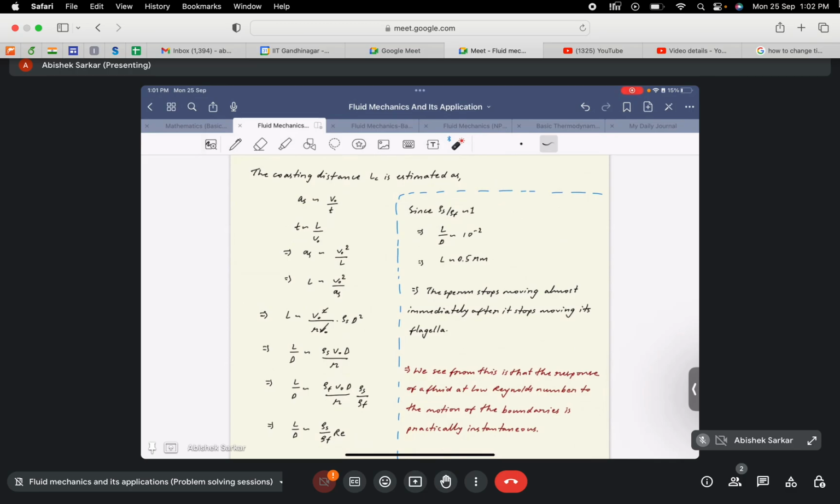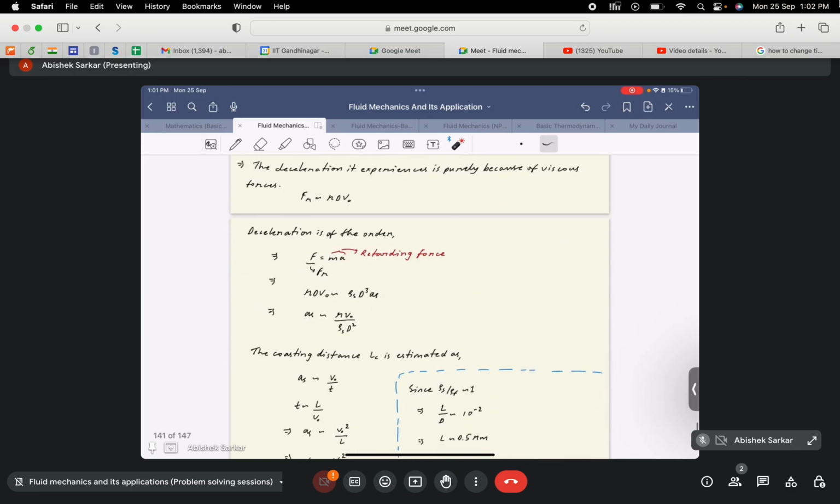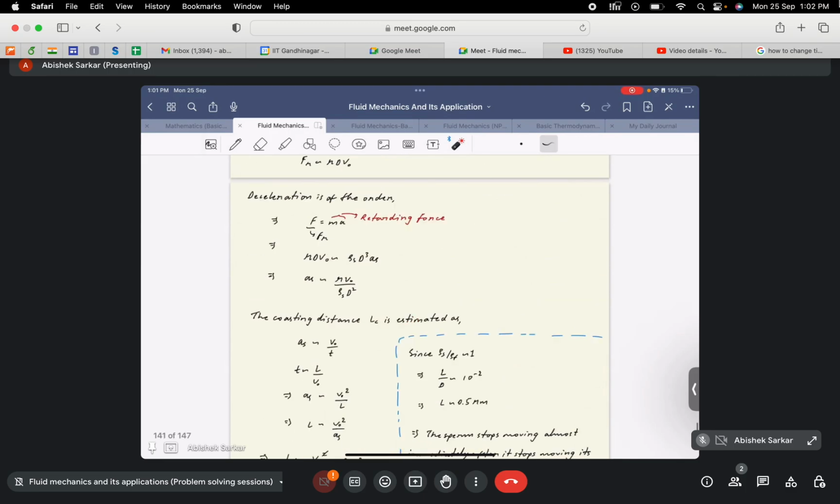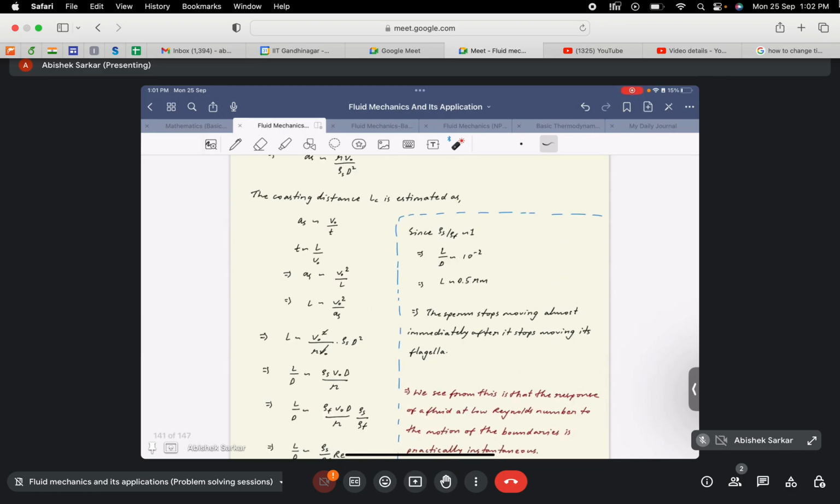So as you can see, it's very small. We took the diameter of the sperm head to be 50 micrometers, but the length up to which it coasts is only 0.5 micrometer. So it essentially tells us that the sperm would stop moving immediately after it stops moving its flagella.